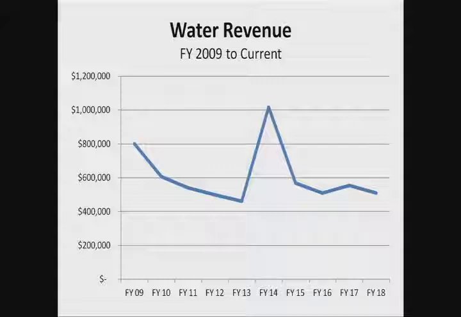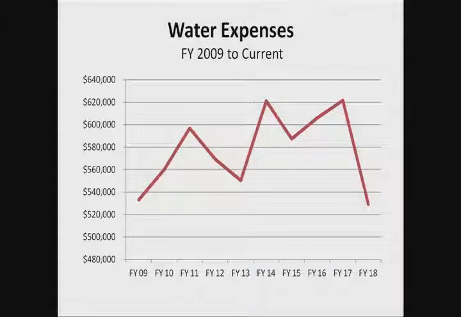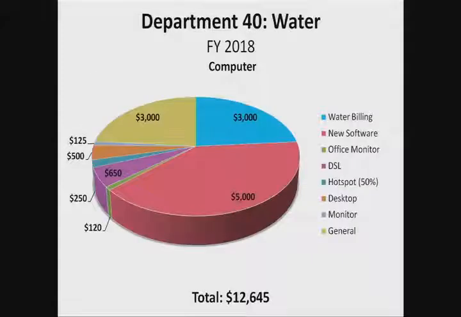Within the expenses, some of the expense items within the water fund. Again, we have salary and wages. Those are slightly higher as far as the allocated amounts to that department. One of the things we wanted to highlight is the computer expense, which is about twice as high as the prior year. Last year it was $6,000. This year we have it budgeted at $12,645, and on the slide we have a breakdown of all the items that make up that amount.